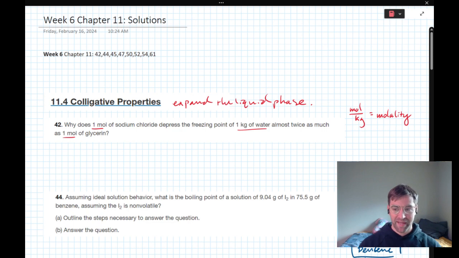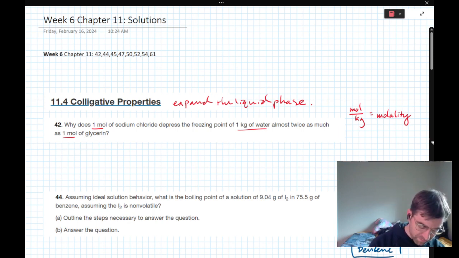The colligative properties depend fully on the total concentration of solute species, that is the number of moles, and not the identity. The reason that sodium chloride depresses the freezing point more than glycerin is because sodium and chloride ions will dissociate in aqueous solution. And so you don't just have 1 mole of solute, you actually have 2 moles of that sodium and that chloride dissociating from each other and being surrounded by water molecules.